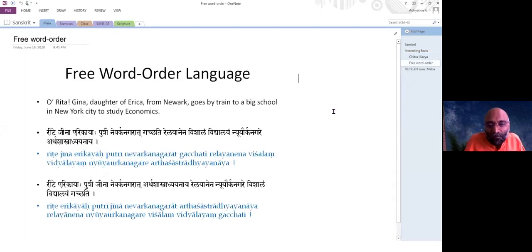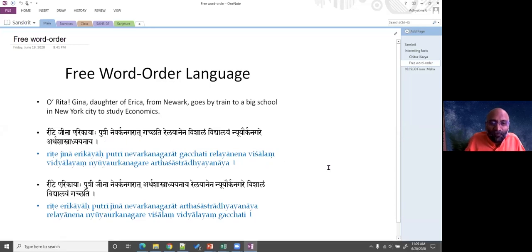So look at a statement. It's a simple statement. In English, I write: Rita Gina, daughter of Erica from Newark, goes by train to a big school in New York City to study economics. I took it word by word and put this Sanskrit sentence: Rita Gina Erikayaha Putri Newark Nagarat Gachati Relayanena Vishalam Vidyalayam New York Nagare Arthashastradhyayanaya. And then I rearranged the words in an order which is more likely to be encountered while writing Sanskrit. This is the order typically you will see in Sanskrit sentences. Both of these exactly mean the same thing.